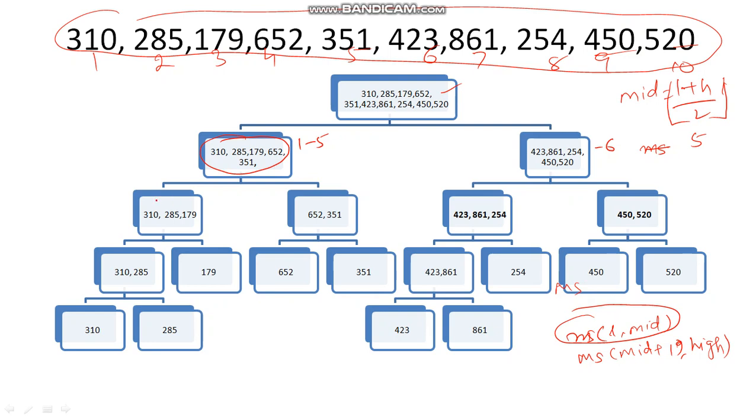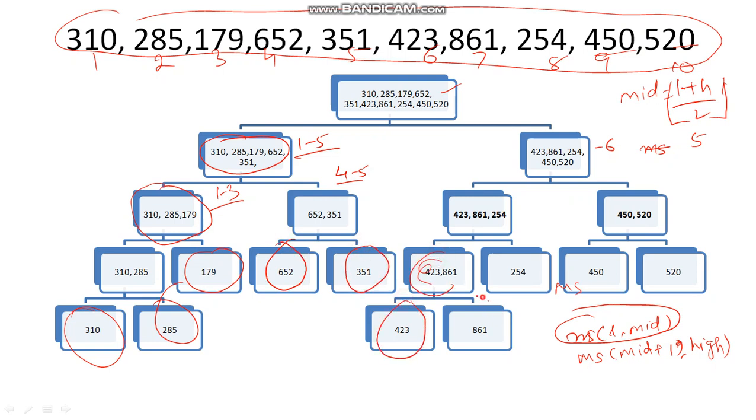Okay, then we have 310, 1 to 3, and this is 4 to 5. So 1 plus 5 divided by 2, 6 by 2 is 3. So low to mid and mid plus 1 to high. So it goes on working in this way. So finally what we get are the instances which have single elements, and they are already sorted. We need not think about this.